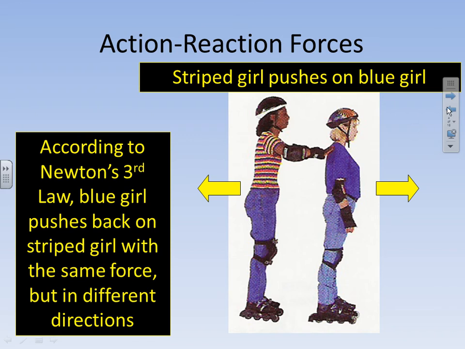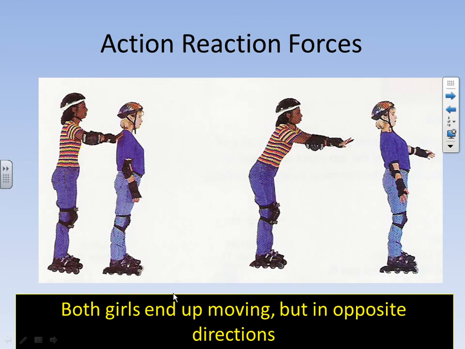Another example. Oh, this is kind of summarized. Both girls end up moving, but in opposite directions, right? Because of the equal and opposite forces. Blue girl feels a net force to the right. Striped girl feels a net force to the left. So they start moving. Good there.